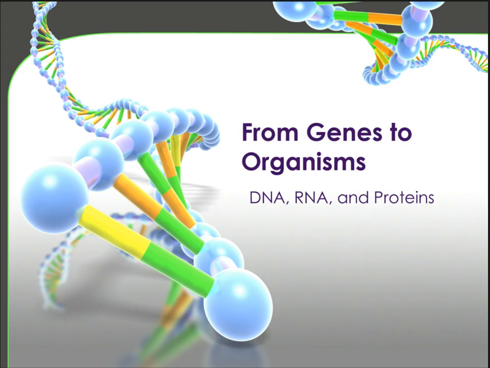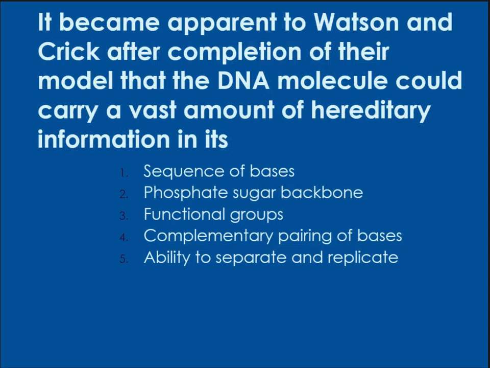Okay, so we're going to start off with a question. It became apparent to Watson and Crick after completion of their model that the DNA molecule could carry a vast amount of hereditary information in its sequence of bases, phosphate sugar backbone, functional groups, complementary pairing of bases, ability to separate and replicate.